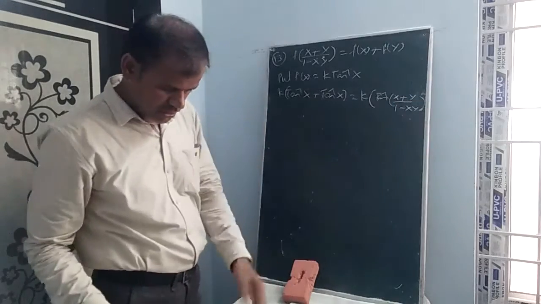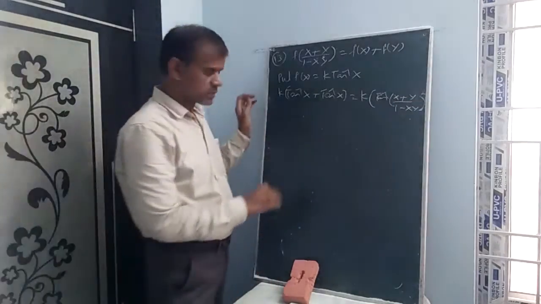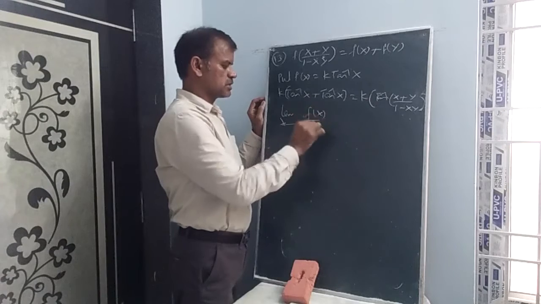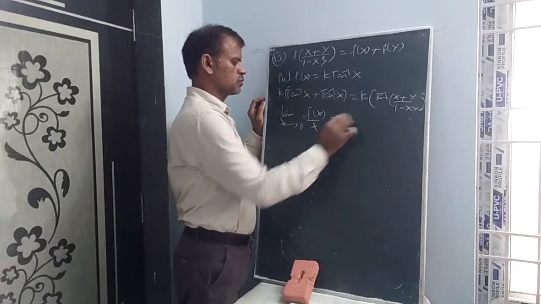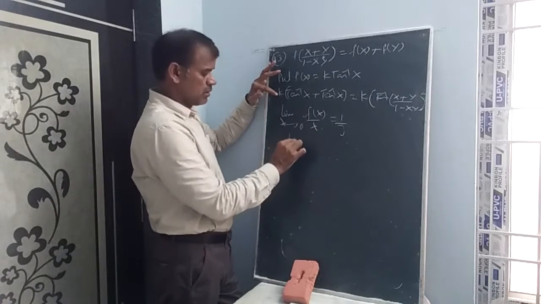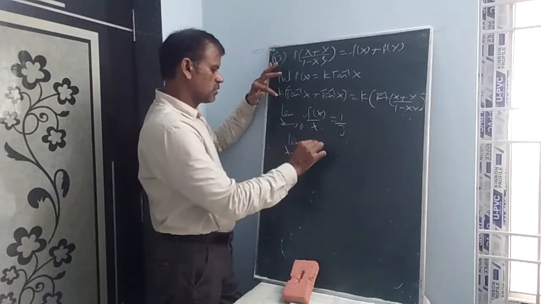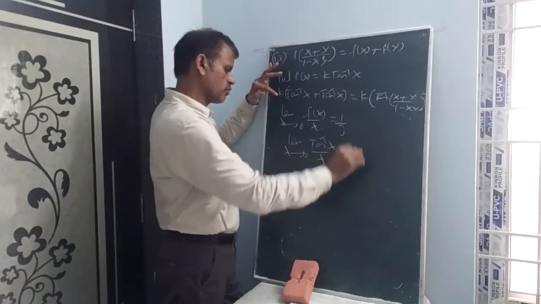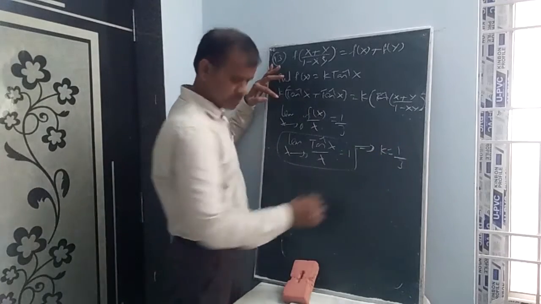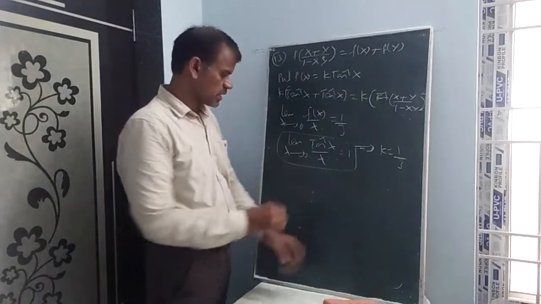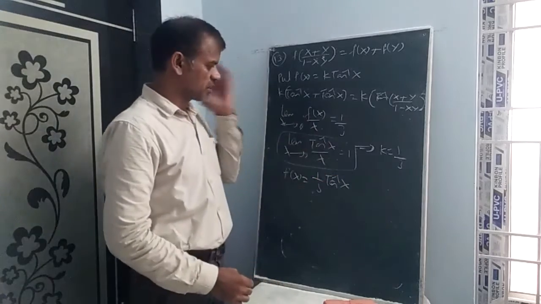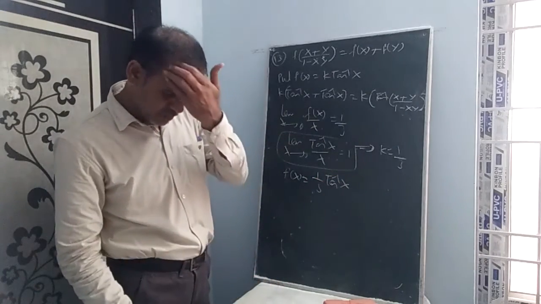No need to put k, but he has given the condition limit x tends to 0, f of x by x equal to 1 by 3. So maybe 1 by 3 tan inverse x. We know the formula, limit x tends to 0, tan inverse x by x is equal to 1. He gave 1 by 3, so that implies k is equal to 1 by 3. Now f of x is decided as 1 by 3 tan inverse x. Directly also we can write using the formula, f of x equal to 1 by 3 tan inverse x.